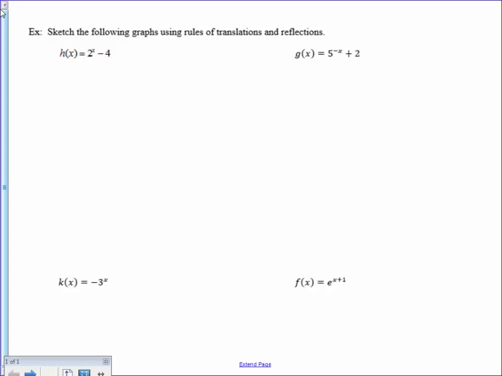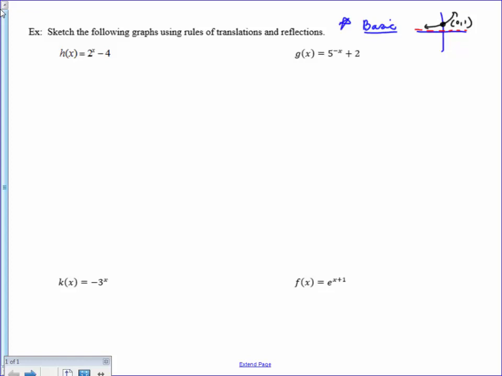Here we've been asked to sketch the graphs of the following by using rules of translations and reflections. So we've learned in earlier sections how to translate and how to reflect basic graphs. In this particular set of material, our basic graph is going to end up being an exponential function, which essentially has a horizontal asymptote along your x-axis, and the basic shape looks like this. You have a y-intercept of (0, 1).